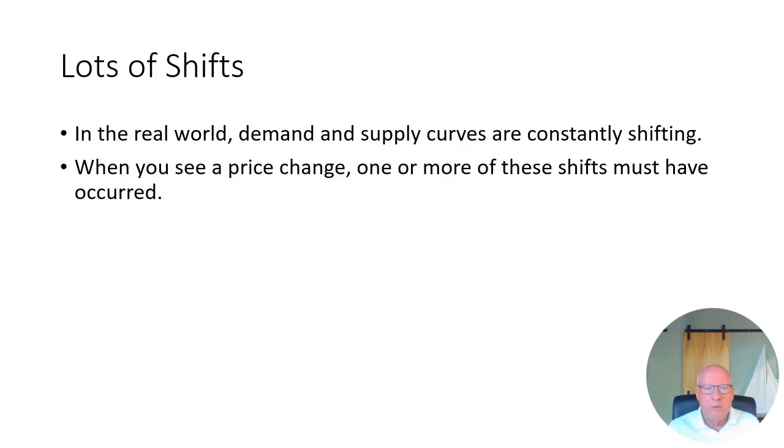So in the real world, we recognize that there's lots of shifts. Demand and supply curves are constantly shifting because conditions are constantly shifting. So whenever you see a price change, one or more of these shifts must have occurred. Either the demand curve shifted or the supply curve shifted in some direction that would cause the market equilibrium price to move from one equilibrium price to a different equilibrium price.